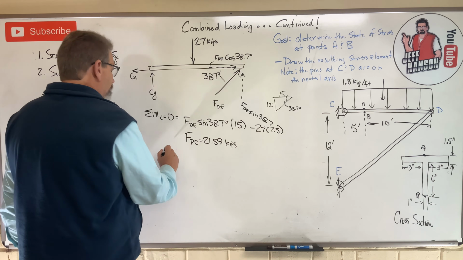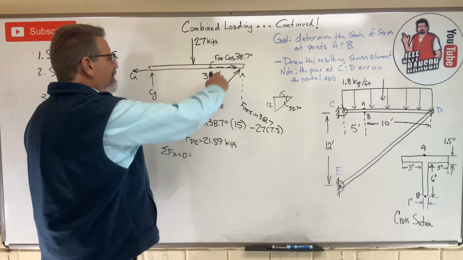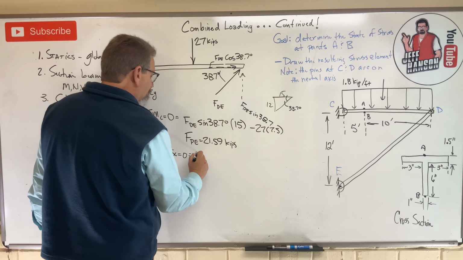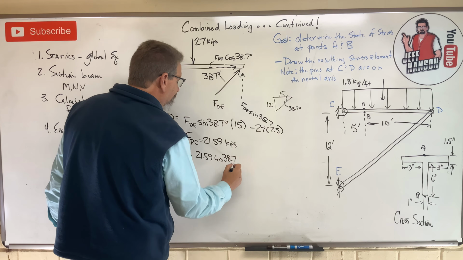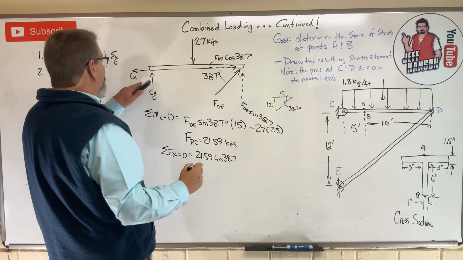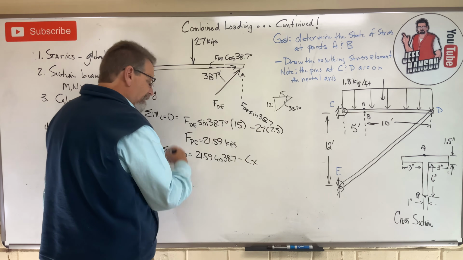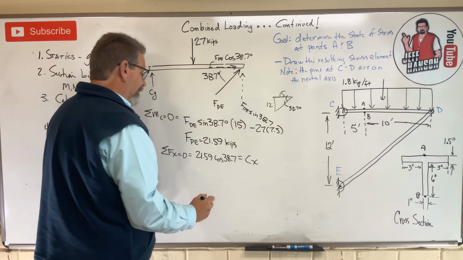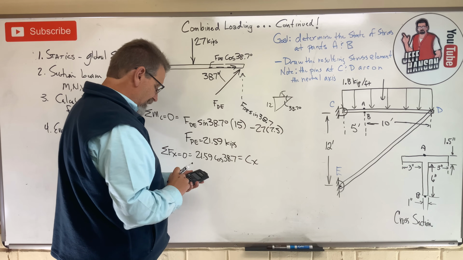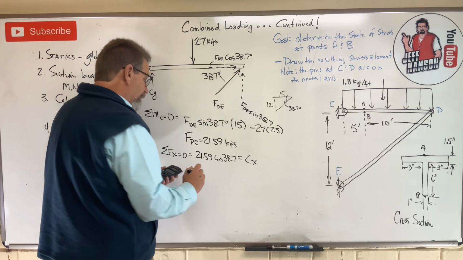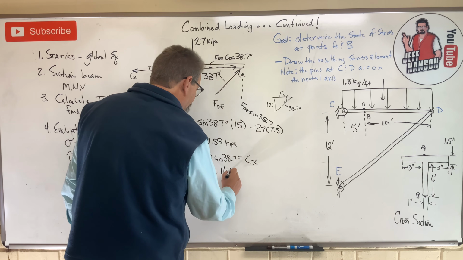Okay. Then we can do the sum of the forces in the x. And what do we have in the x direction? We have this guy, 21.59 times the cosine of 38.7, right? Minus this guy, minus CX. Well, if we move CX to the other side, that just becomes an equals, doesn't it? So 21.59 times the cosine of 38.7 equals, there it is. So CX is equal to 16.85.